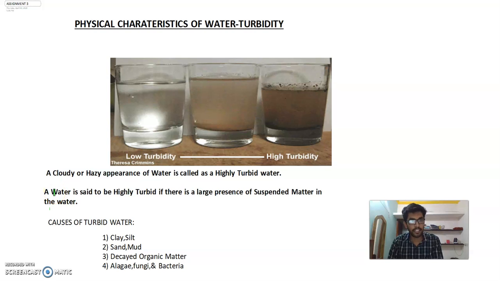A water is said to be highly turbid if there is a large presence of suspended matter in the water. We have already seen in our day-to-day lives water running through our taps. We can see there are suspended particles present in the water. So when water appears to be cloudy or hazy in appearance, the water is said to be turbid in nature.